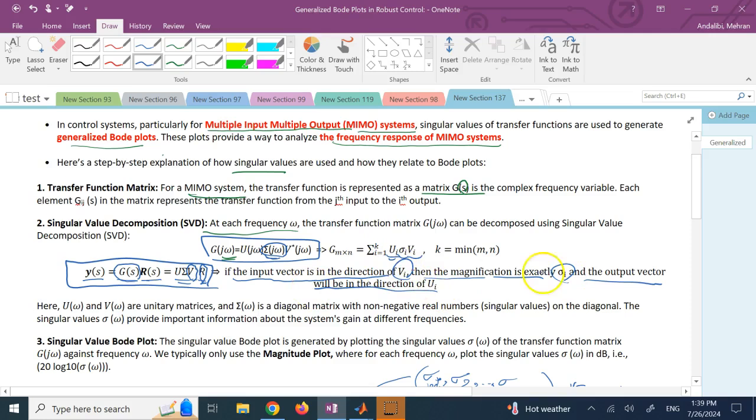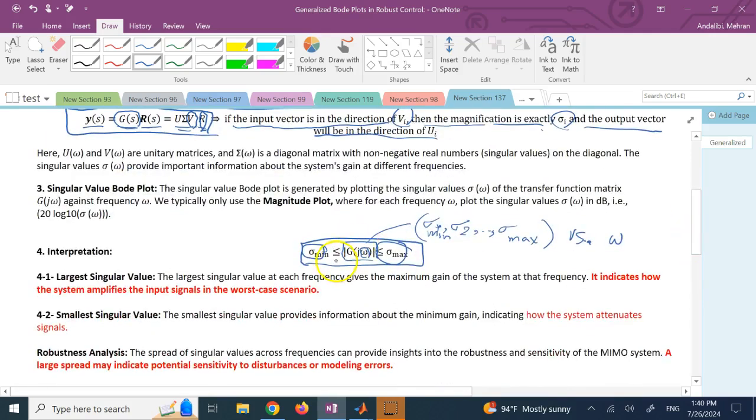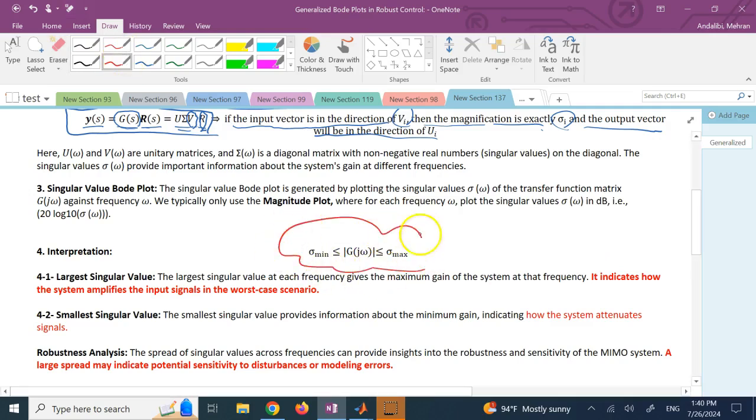And the same thing can be said about the other u's, v's, and sigmas. And if it's not in the direction of any of the v_i's, then your output is not going to be in the direction of any of the u_i's, and your amplification is going to be somewhere between these sigmas, depending on how close your input is to one of the v's. Depending on that closeness, that sigma related to that v is going to be the dominant sigma. But in general, whatever the amplification is, it's somewhere between sigma min and sigma max. This is the most important part of this plot.